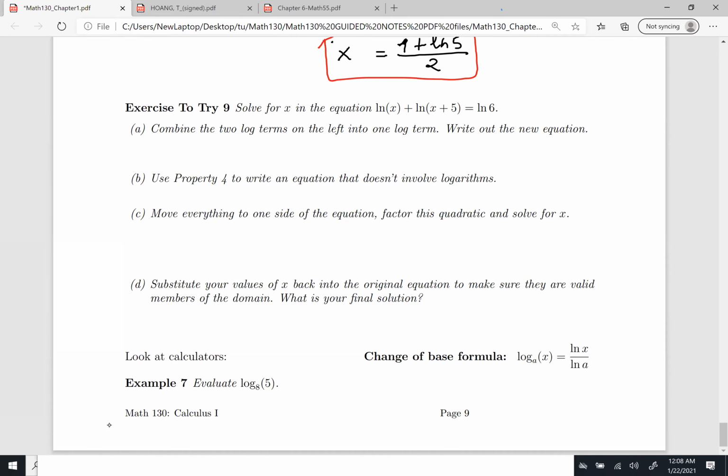Okay. Lastly, exercise number 9: solve for x in the equation ln x plus ln (x plus 5) equal to ln 6. Part A: combine the two log terms on the left into one log term. Combine means condense. In order to combine, you should know that this is addition between two logs of the same base, so you condense it to one ln, and addition becomes multiplication of the arguments. So x times (x plus 5) will be equal to ln 6.